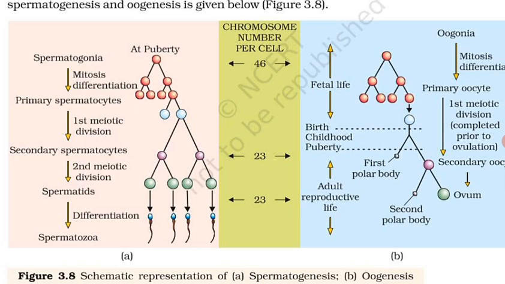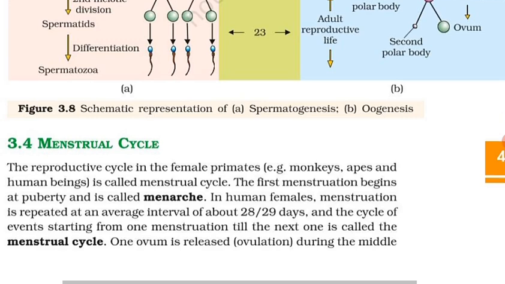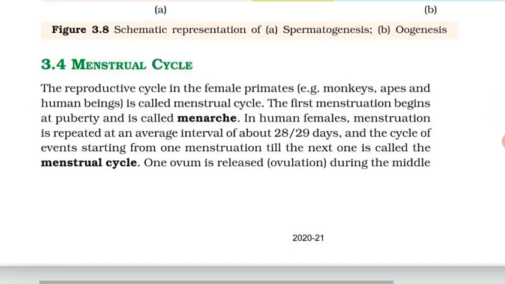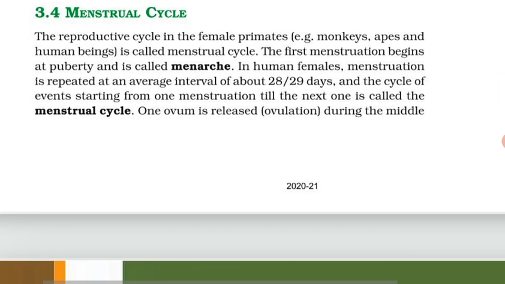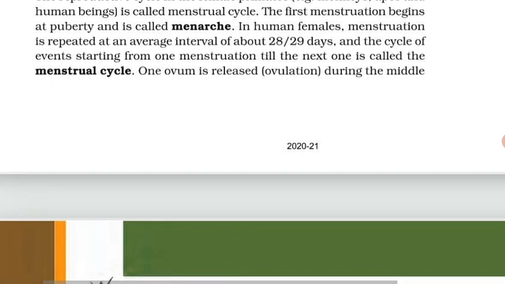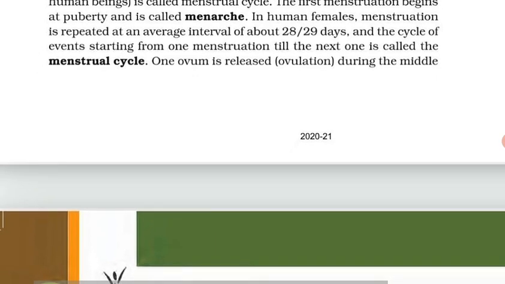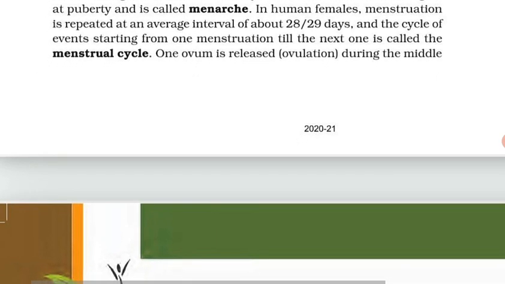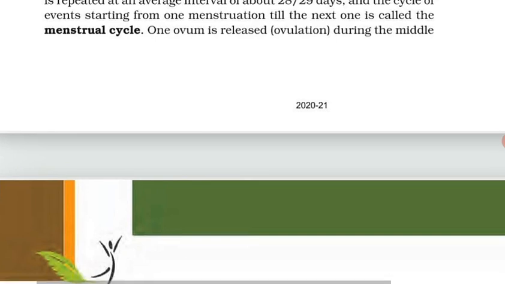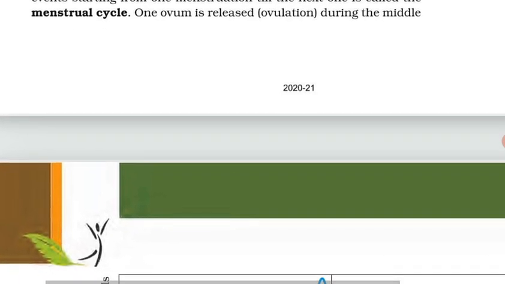During this phase, the primary follicle in the ovary grows to become a fully mature Graafian follicle, and simultaneously the endometrium of the uterus regenerates through proliferation. These changes in the ovary and the uterus are induced by changes in the level of pituitary and ovarian hormones. किसके? By the changes in the level of pituitary and ovarian hormones.